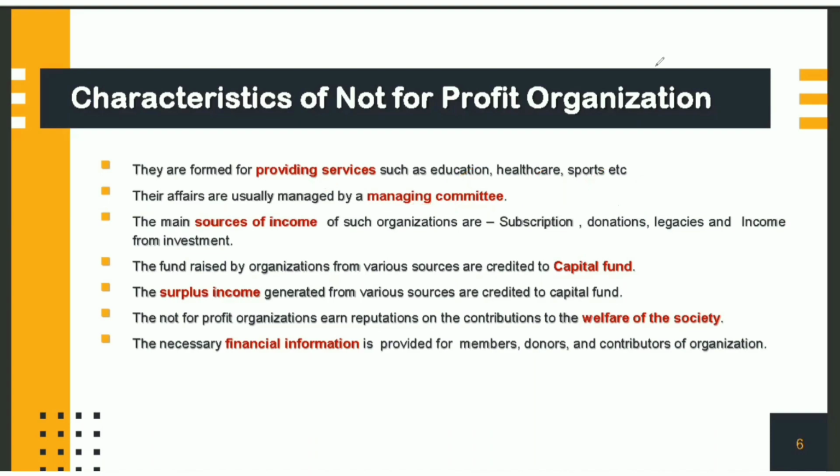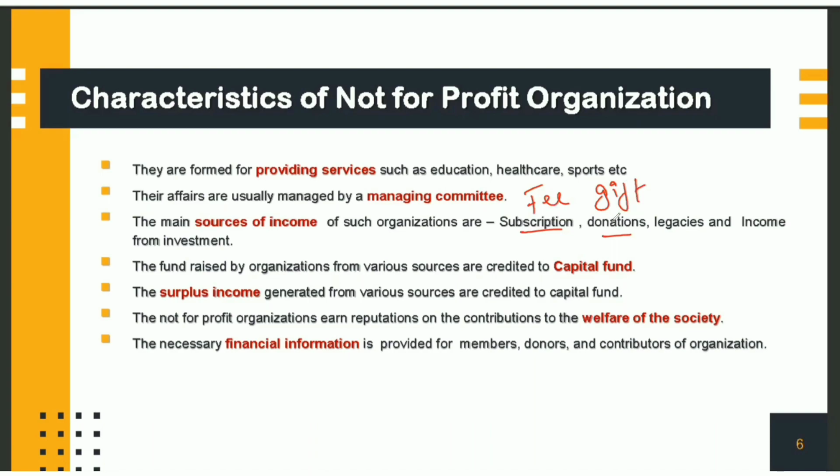Now, as I said, these organizations do not engage themselves in any kind of business activity like a manufacturing process or selling activity. So where do they generate the fund? They have various sources where the NPO generates the fund. The first one is subscriptions. When a member pays a membership fee to the NPO, we call it a subscription. This is the membership fee. Donation is nothing but a gift which is given by a person or an organization to an NPO.